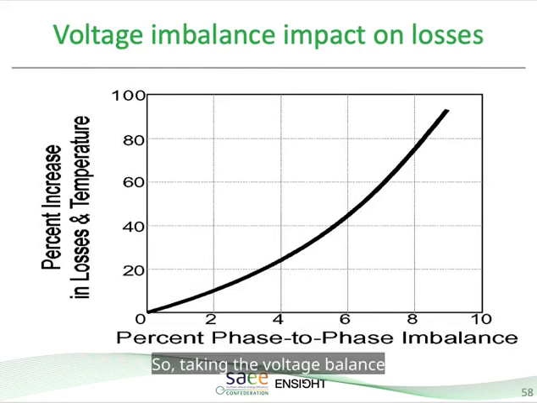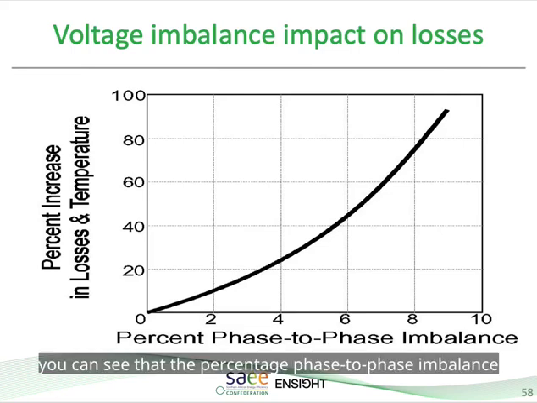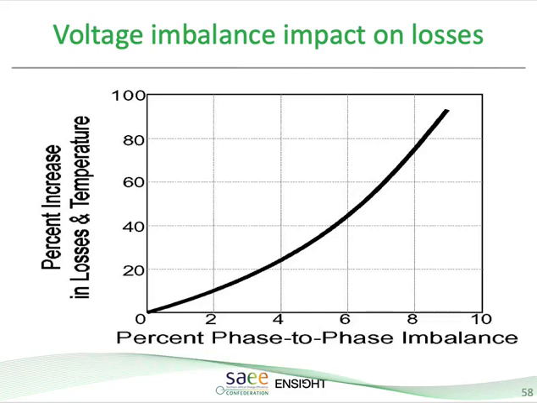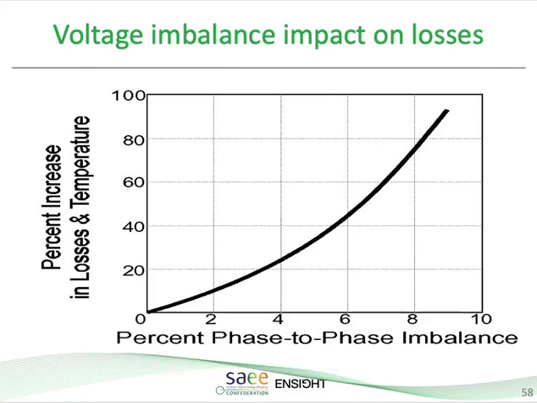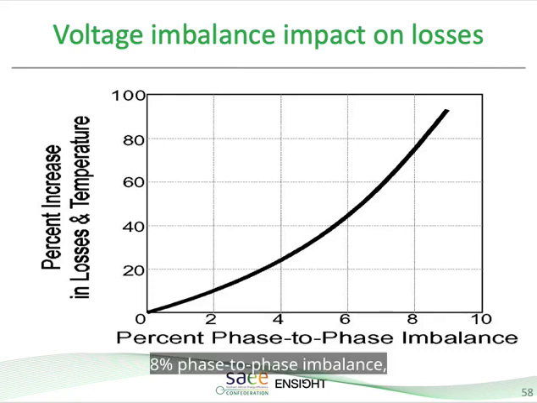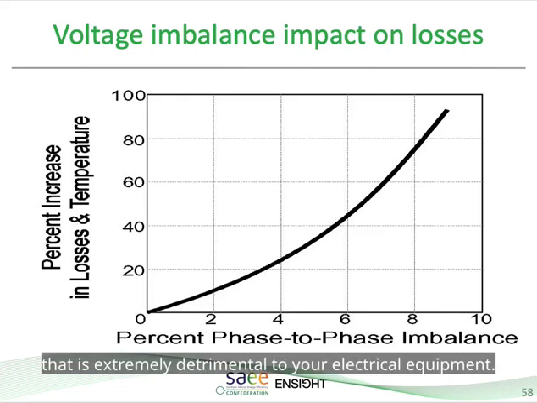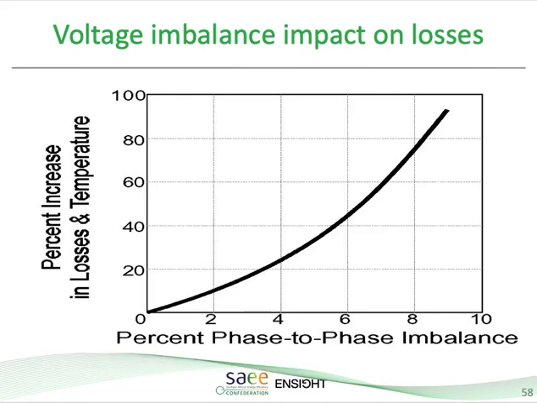So, taking the voltage balance and impact on losses into account, you can see that the percentage phase-to-phase imbalance and the percentage increase in losses and temperature correspond to each other. So if we end up, for example, with an 8% phase-to-phase imbalance, we're running at about 80% increases in losses and temperature. That is extremely detrimental to your electrical equipment.